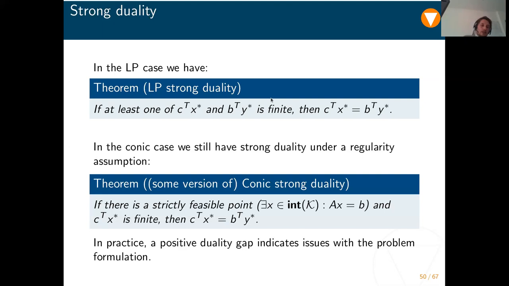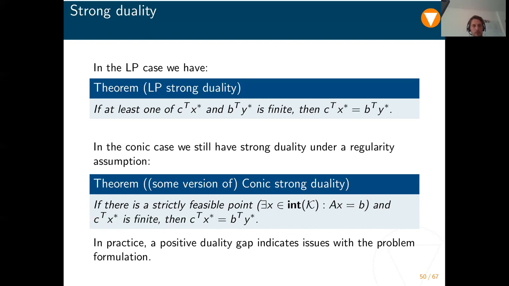Then in the LP case, you have strong duality. Now, in the conic case, it's again a bit like the Farkas Lemma, slightly more technical. You just need a regularity assumption. So one way of stating this is to require this here: you have a strictly feasible point. I don't want to go into the technicalities. The takeaway really is that you can establish strong duality. You just need some regularity assumption, which, by the way, is somehow related to this ill-posedness and well-posedness.